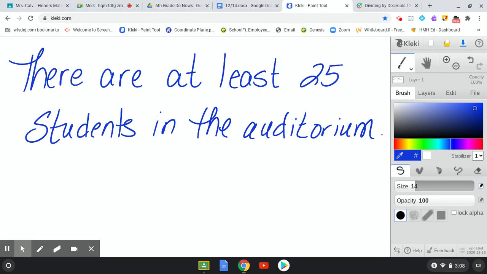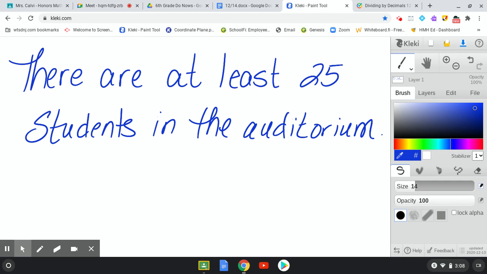I'm going to be reviewing different things having to do with inequalities for today. On my board it says there are at least 25 students in the auditorium. I'm giving you the verbal phrase and I need to write the inequality based off of what this verbal phrase is saying.